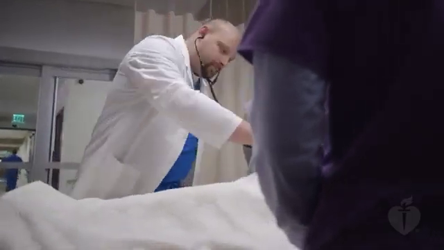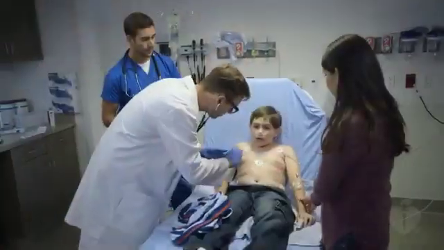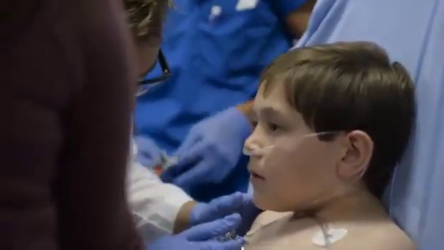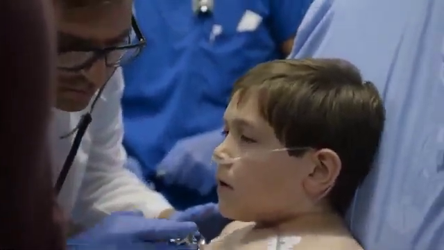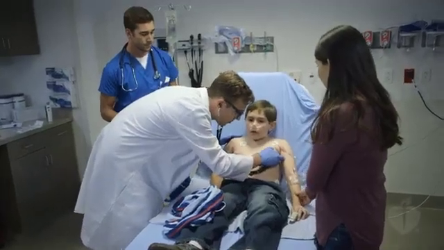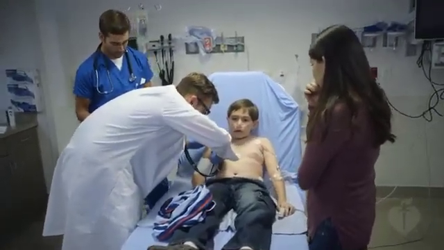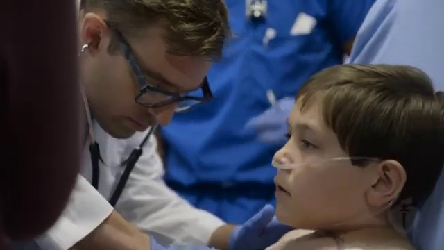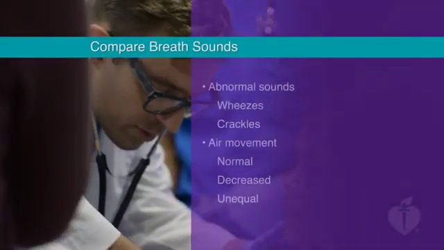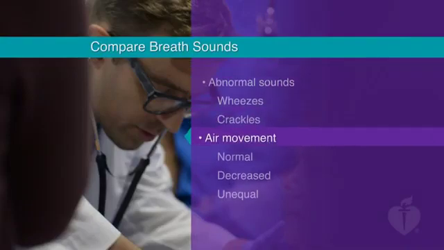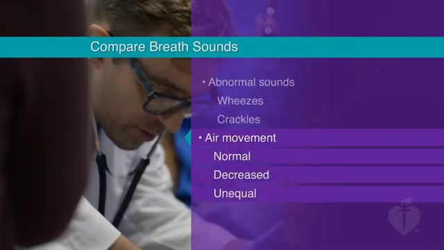Now, using a stethoscope, listen to the following areas: front of the chest, just to the left and right of the sternum, under each axilla, and both sides of the back. Is the air movement normal or decreased? Compare breath sounds on the left side to those on the right, and compare sounds in the front to those in the back. Listen for abnormal sounds, such as wheezes or crackles, and determine if air movement is normal, decreased, or unequal. Here's a clip of a real patient in respiratory distress.